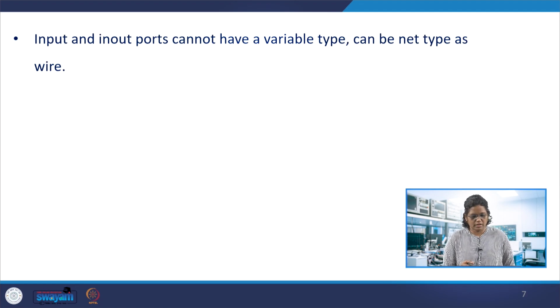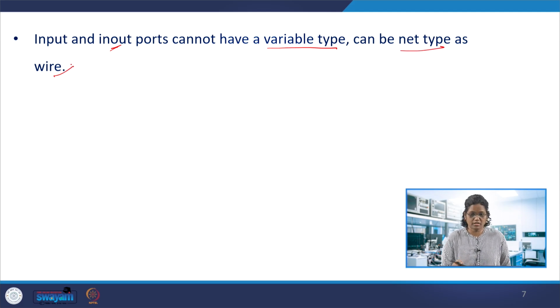Now comparing net and variable declarations, consider input and in-out ports. Input is the input to the digital circuit, and an in-out port can be an output which can be an input to other modules. These cannot have the variable type, that is, they cannot be of reg type, because a reg has to be driven by something. Here the input is not driven by anything, and the in-out port is also not driven by anything, because it can also be an input. So this can be net type, as wire.